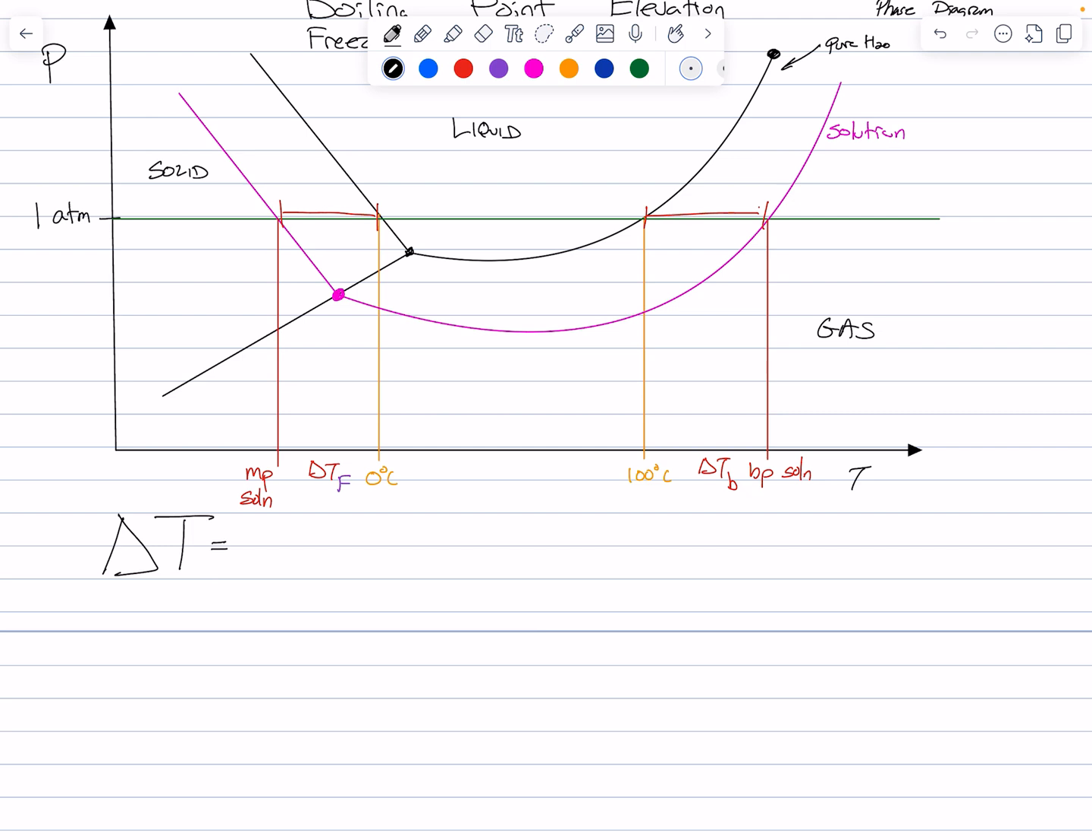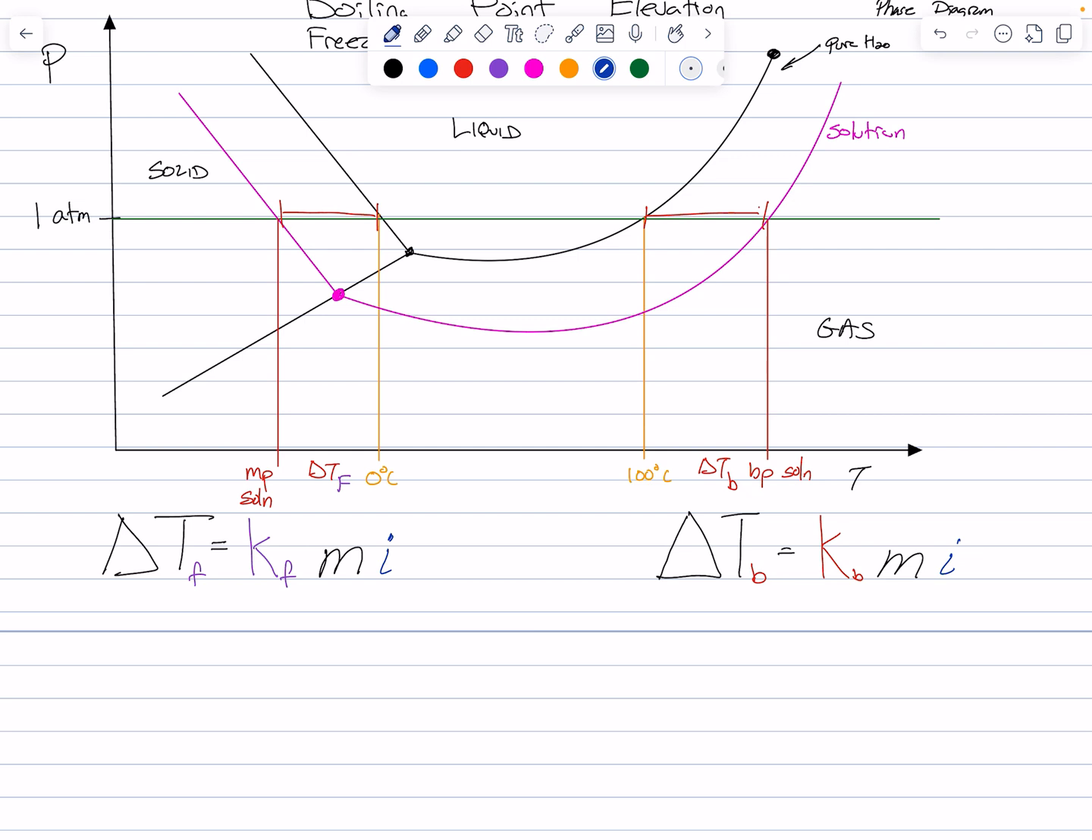All right, so delta T for freezing equals the freezing point constant times Kf, m, and i. Whereas for boiling, delta TB equals KB, m, i. Excuse me. All right, so what is this?